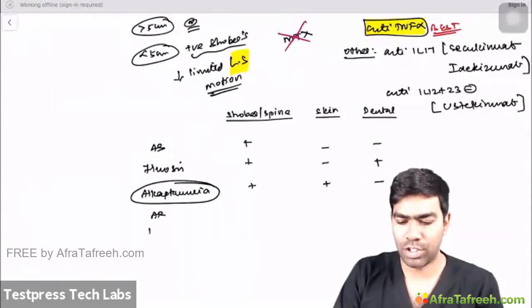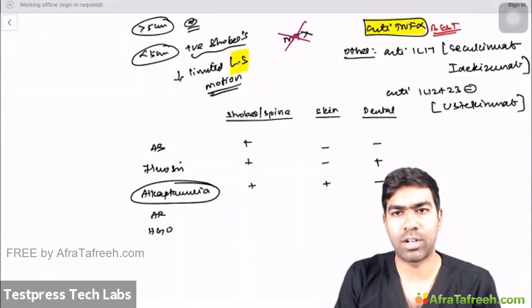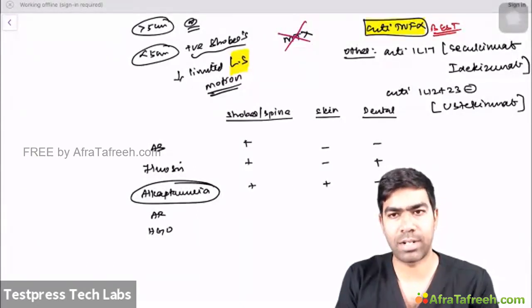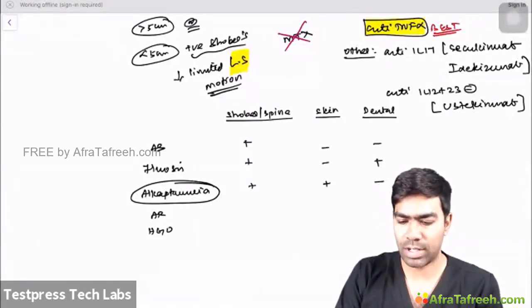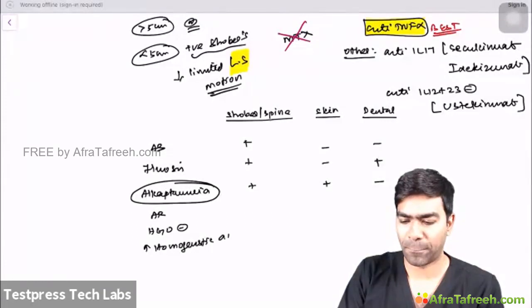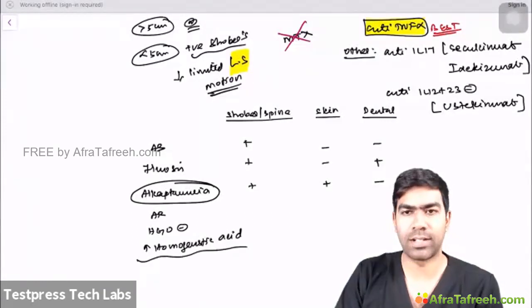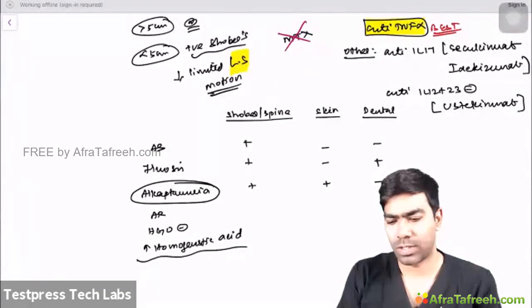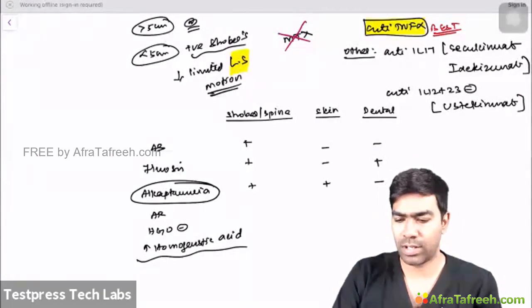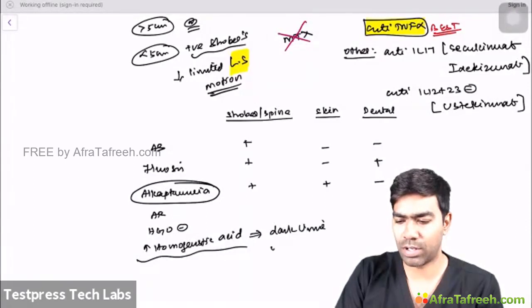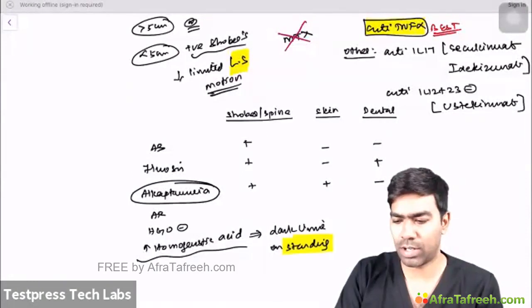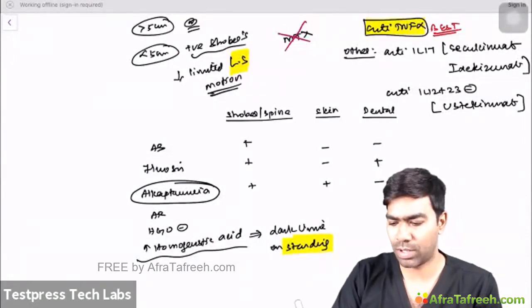Yes, that's called HGO, a homogentisate oxidase enzyme. That's the enzyme that is deficient. Because of the deficient enzyme, you will have increased amounts of homogentisic acid. This is also the reason why they have dark or pigmented urine on standing. Standing doesn't mean that if they stand and pass urine, it is dark.